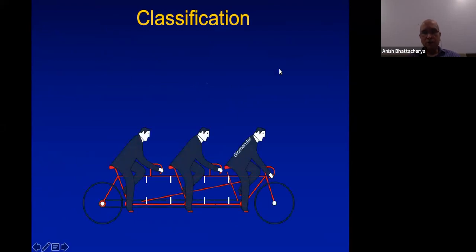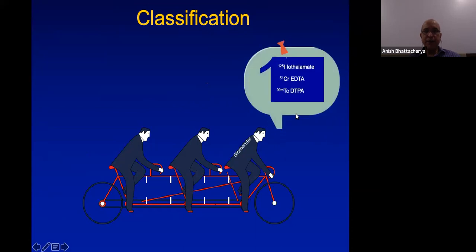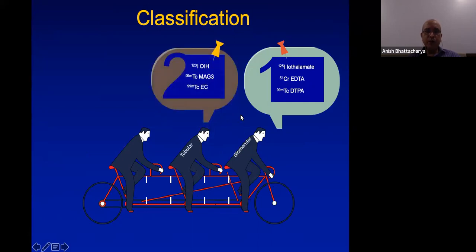Just for your information, you have glomerular agents like I-125 iothalamate, chromium-labeled EDTA, or technetium-99m DTPA. The first two are less commonly used now. It's technetium-99m DTPA that you need to remember as the main glomerular agent we use in day-to-day practice. Then you have the tubular agents, that is OIH, MAG3 and EC. OIH is less commonly available because the I-123 label is not available in India. MAG3 and EC are the common ones used.